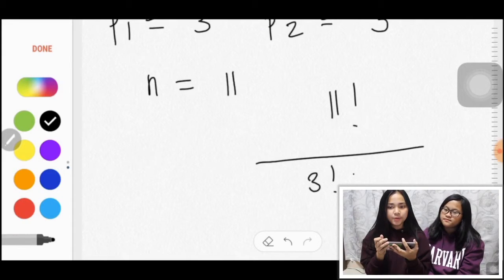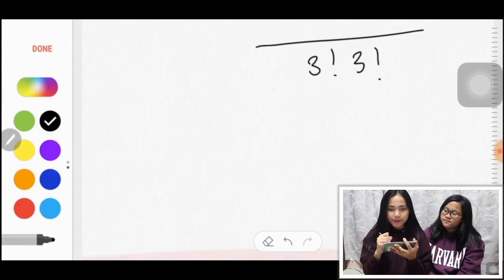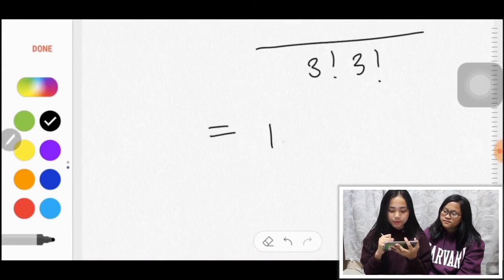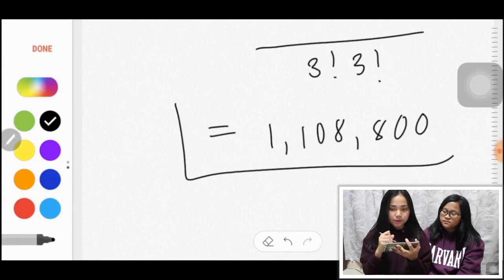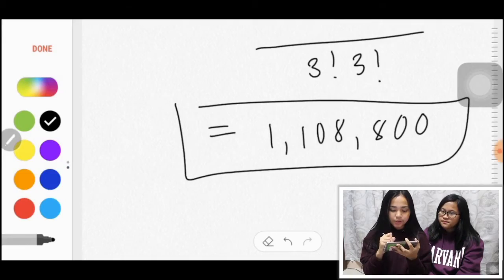Thus, applying Theorem 3, we have 11 factorial over 3 factorial times 3 factorial, which will result in 1,108,800.